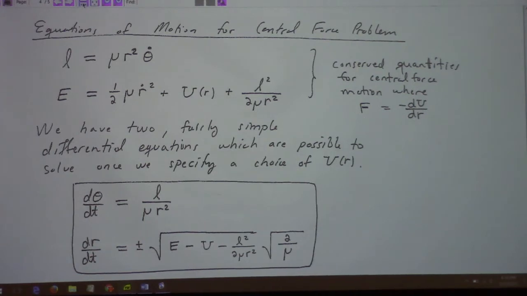So this is a little bit more special stuff here. We've got this conserved quantity, that conserved quantity. These are the conserved quantities for the central force motion. Basically, we have these two simple differential equations which are possible to solve once we specify a u of r. We've got to solve this, and we've got to solve that once u of r is given. All right, great.